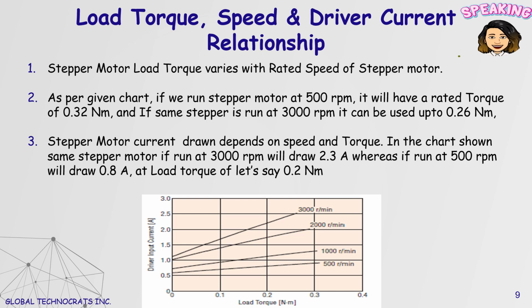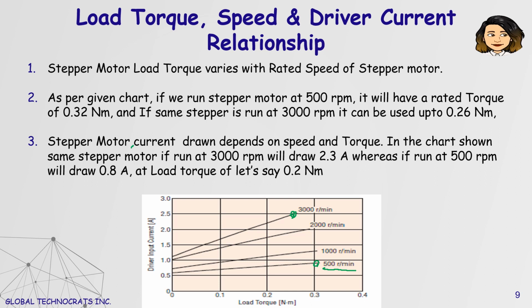Load, torque, speed and driver current relationship. Stepper motor load torque varies with rated speed of the stepper motor. As per the given chart, if we run the stepper motor at 500 rpm, it will have a rated torque of 0.32 Newton meter, and if the same stepper is run at 3000 rpm, it can be used up to 0.26 Newton meter.